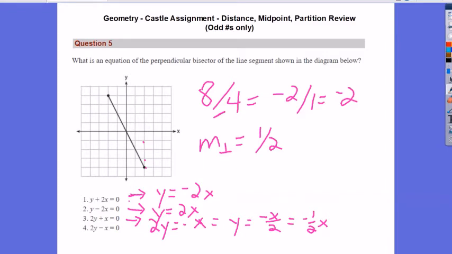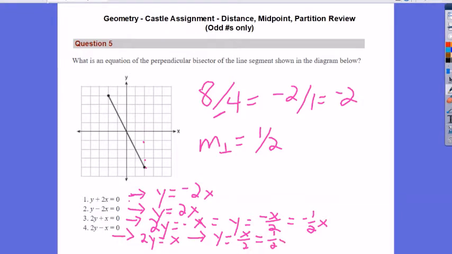So for choice 4, if we add x, we get 2y is equal to x. If we divide by 2, we get y is equal to x divided by 2, which is 1/2 x. That's choice number 4.